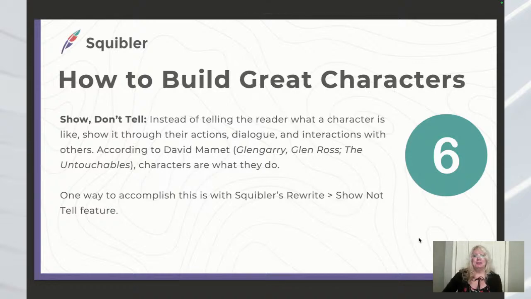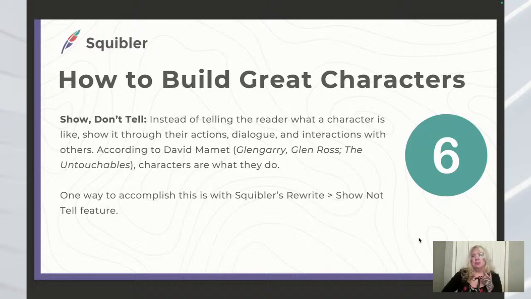Another tip to build great characters is using show and not tell. So instead of telling the reader what a character is like, you need to show it through their actions, their dialogue, and their interactions with other characters. According to David Mamet, the screenwriter, characters are what they do. It's not necessarily just their backstory. We can't tell what they do. It has to be what they do.